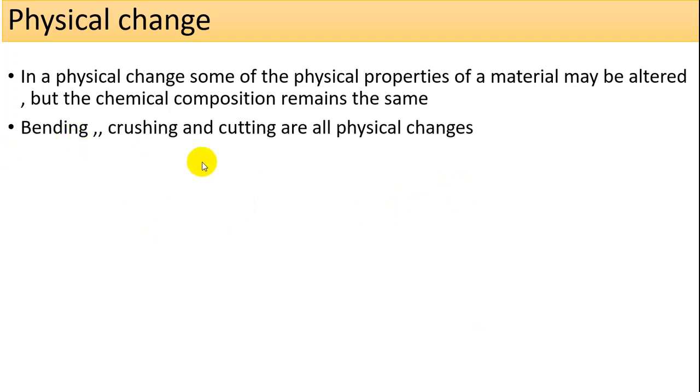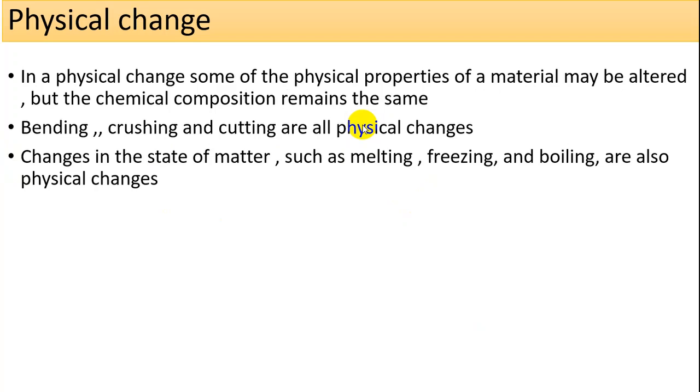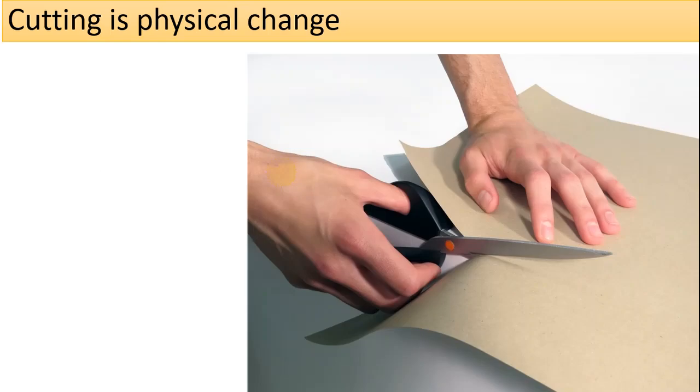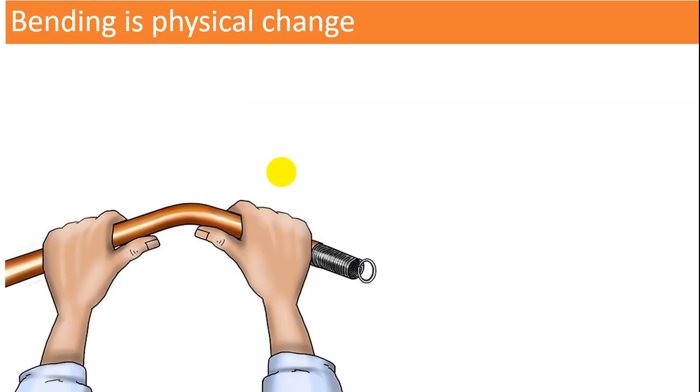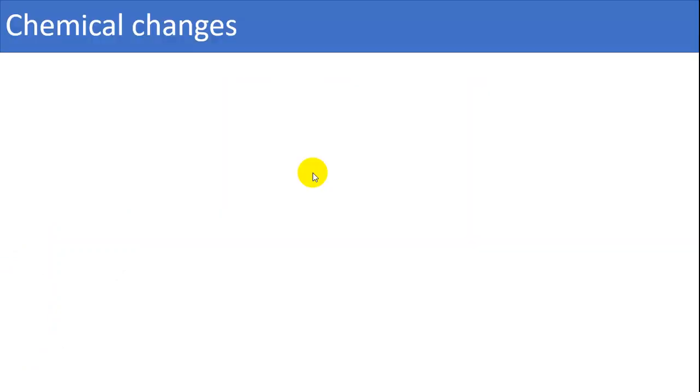Bending, crushing, and cutting are all examples of physical changes. Changes in the state of matter, such as melting, freezing, and boiling, are also physical changes, because they only change the physical state, the shape, the external appearance of the substance. So cutting is a physical change. Bending is a physical change. Crushing is also a physical change.